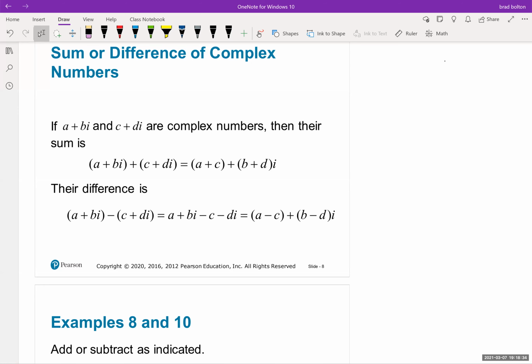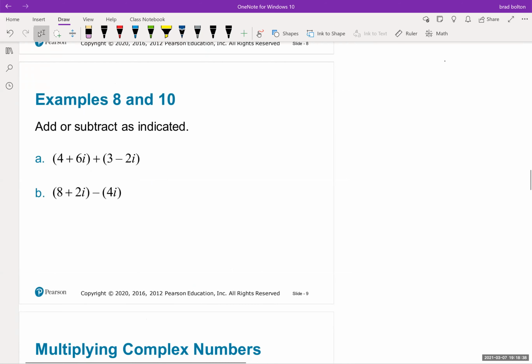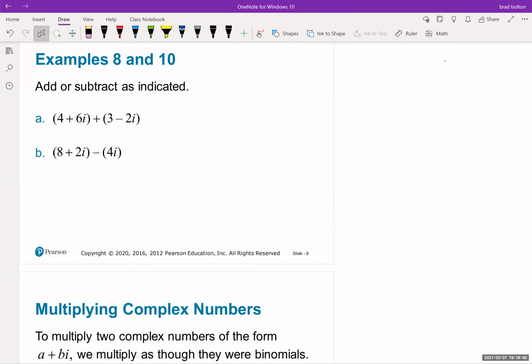Okay, so sum or difference of complex numbers. So this is actually really nice. We don't have to go through a lot of the rules. I just want you guys to see it behaves very similar to x's and variables. So if I had 2x plus 3x, you guys would say, well, that's 5x. So it behaves similarly with i. So if I said 2i plus 3i, I would get 5i. Okay, so it behaves very similar.